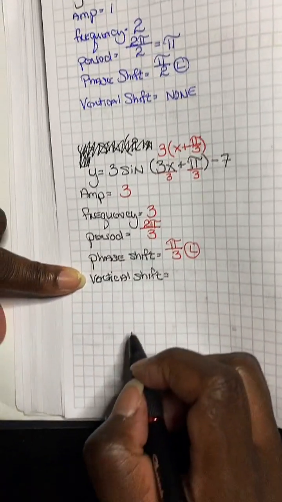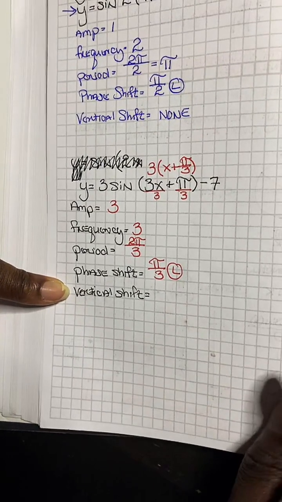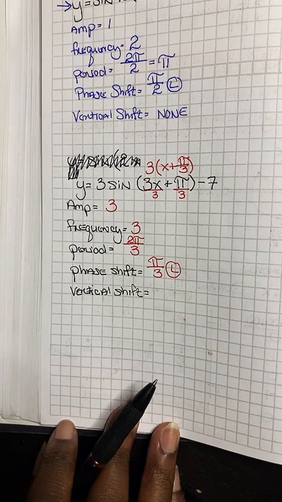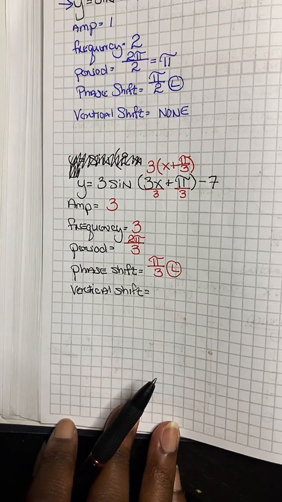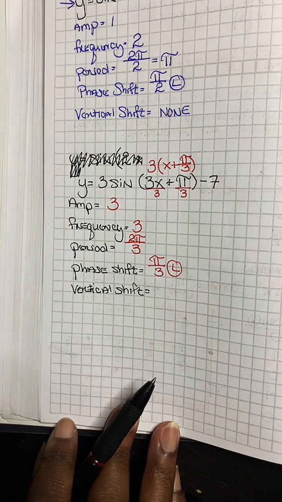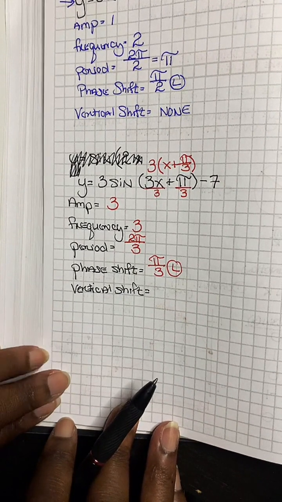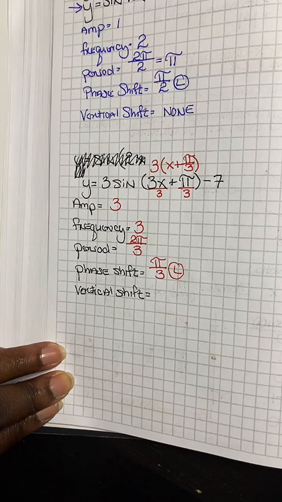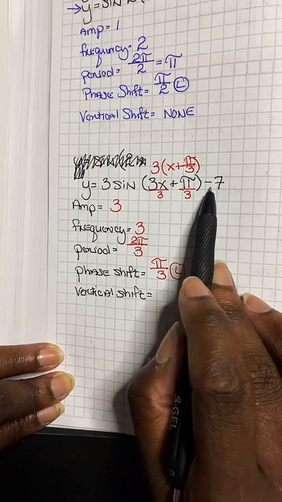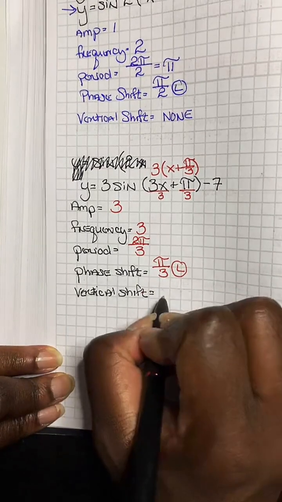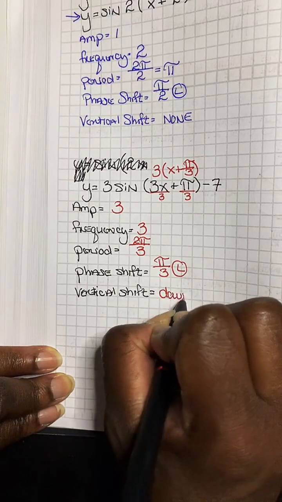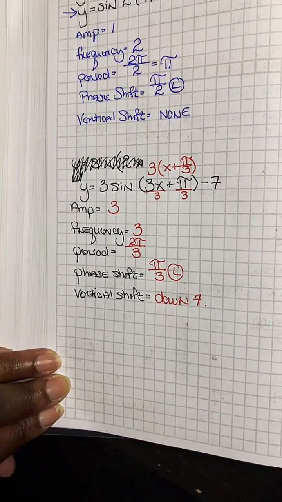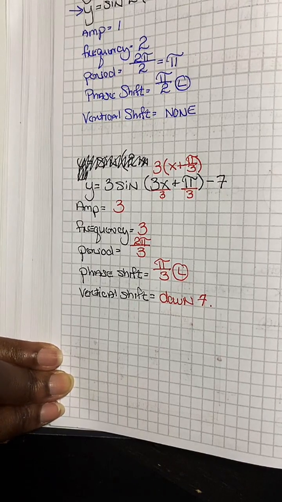And then last but not least, the vertical shift. What is my vertical shift? Yes, down 7. Good. Since it is outside the parenthesis, negative 7 means you are going down 7. Nicely done, guys.